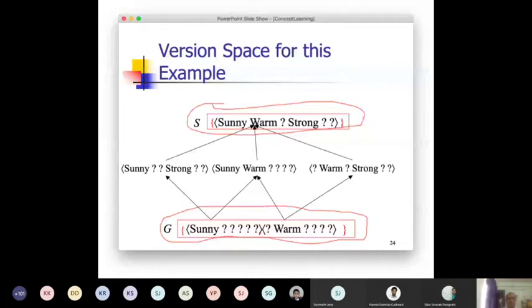So in this position, the value has to be only Sunny. If there is any other value, then it is not satisfied. Here the value has to be Warm, and otherwise it is not satisfied. But in this position, the value could be any other.